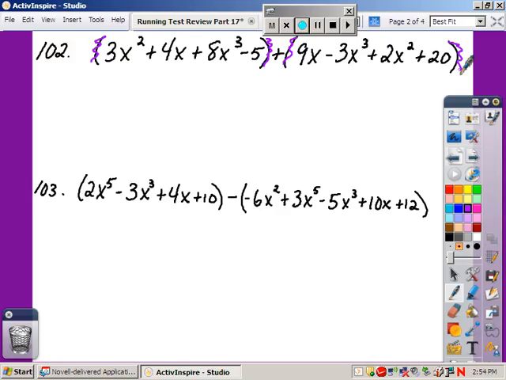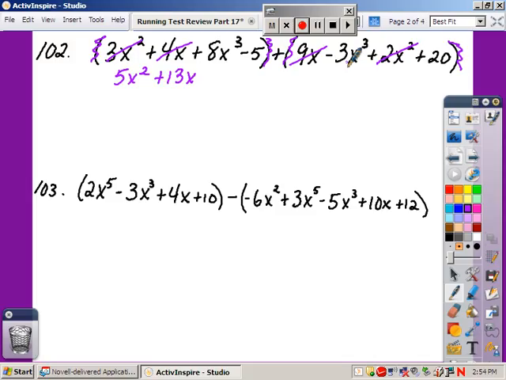So I got 3x squared, and I got another 2x squared over there. That is 5x squared. Now I can kind of cancel those out. I got a 4x here, and I got a 9x here. That's 13x. I got an x to the third here. That's 8 of them. And then negative 3, that's 5x to the third.